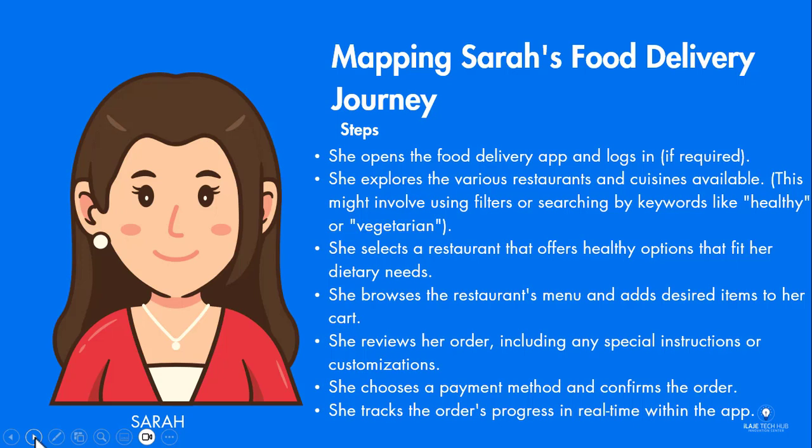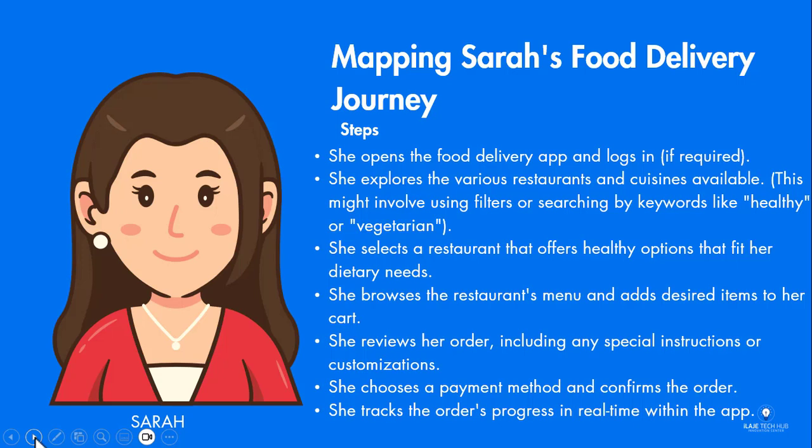Now, in the steps, I've listed some steps right here. The first one is that she opens the food delivery app and logs in if it's required. That is the first thing. And then the second step is that she explores the various restaurants and cuisines available. This might not involve using filters or searching by keywords like healthy or vegetarian. And the third step is that she selects a restaurant that offers healthy options that fit her dietary needs.